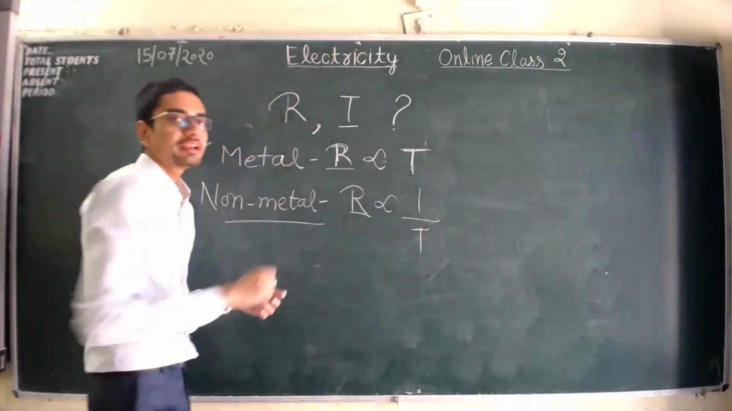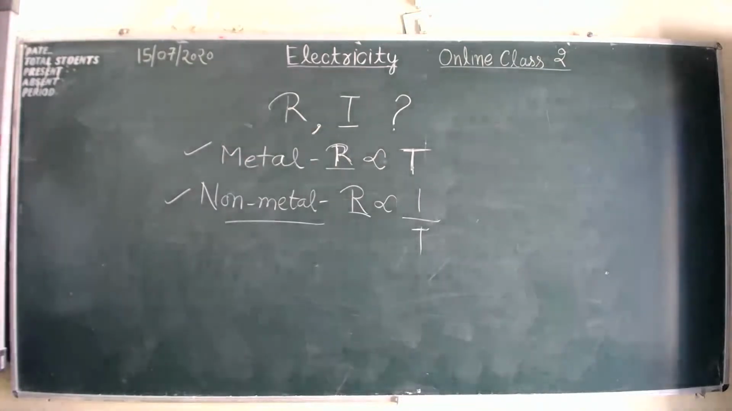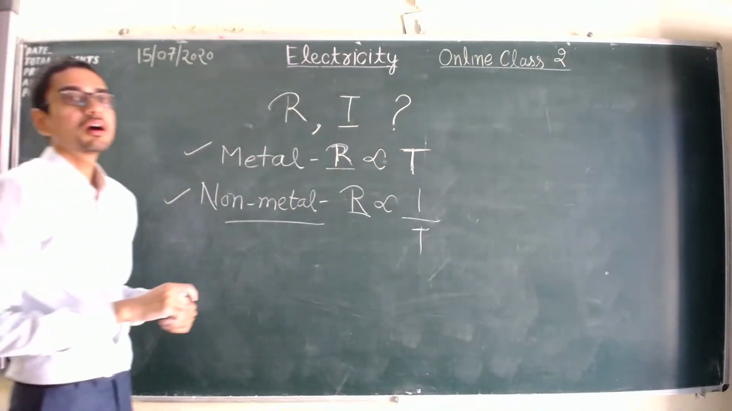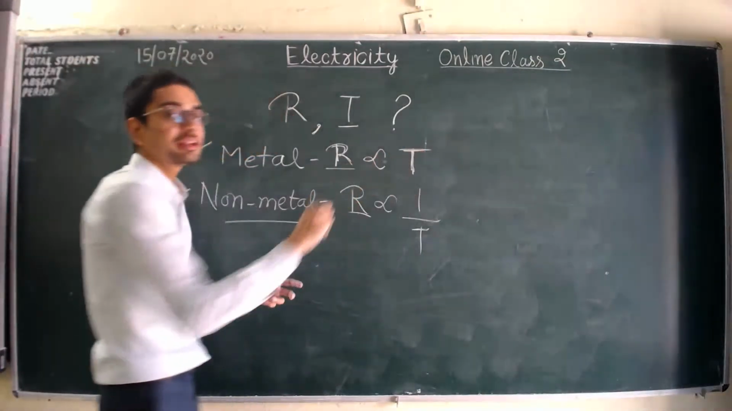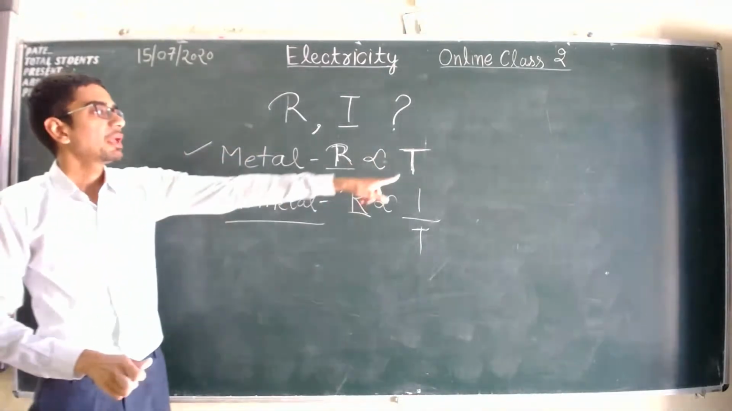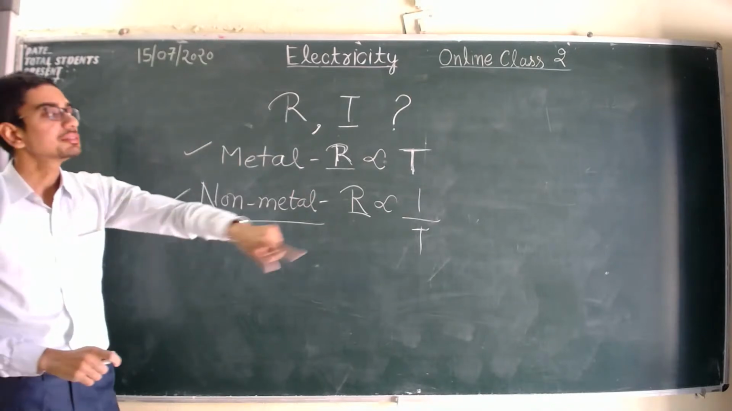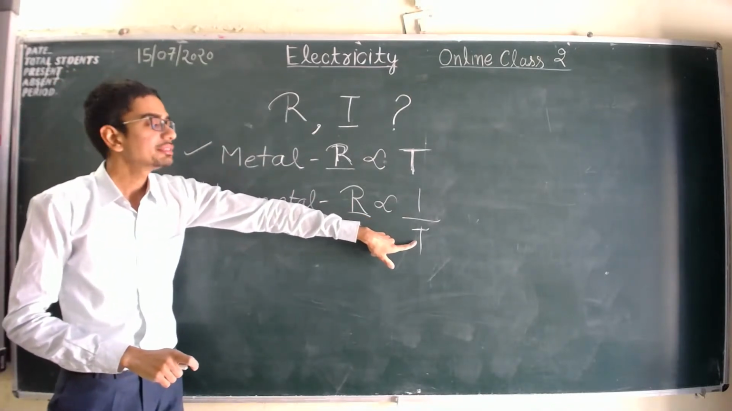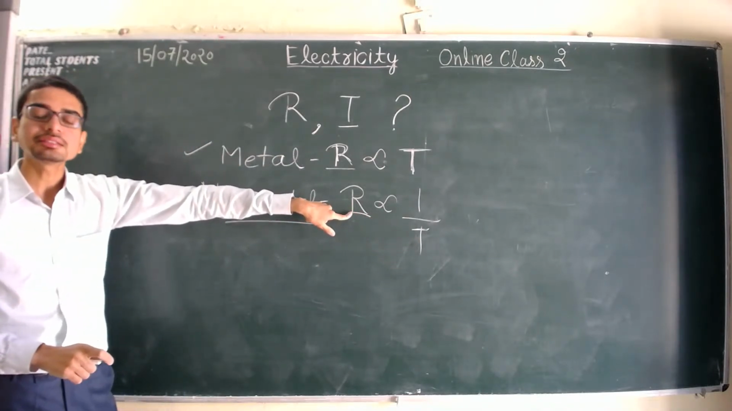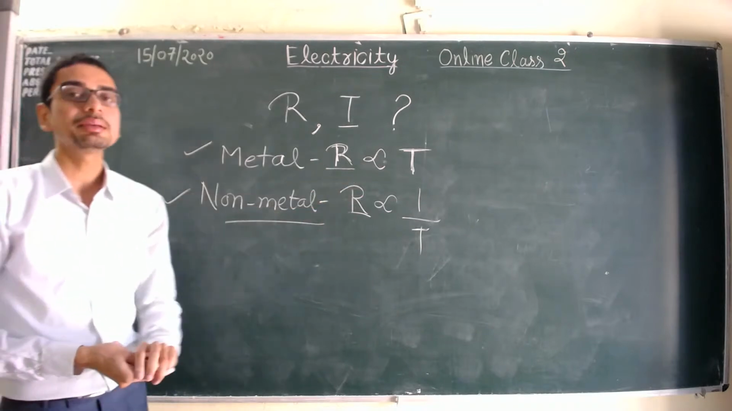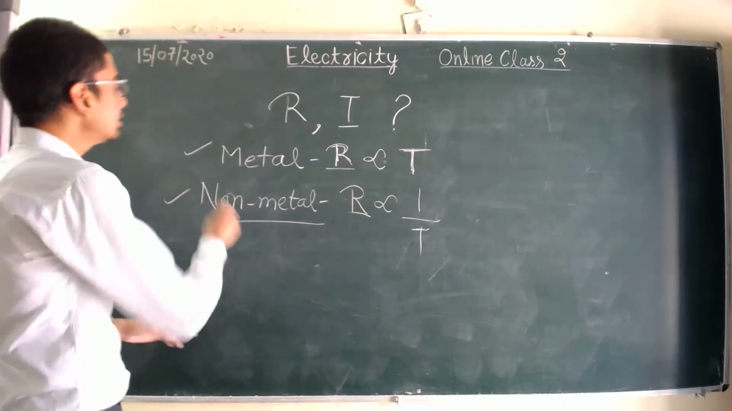So in case of metals, as temperature increases, current decreases. Temperature increases, resistance increases, current decreases. Temperature increases, resistance decreases, current increases. That is very simple. Okay, ऐसा क्यों होता है?